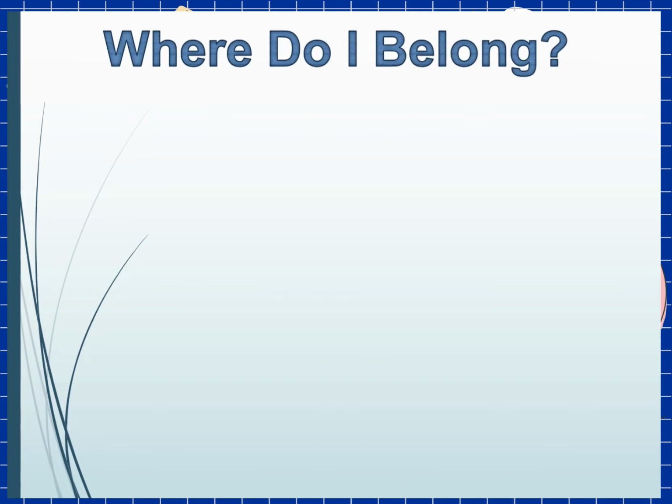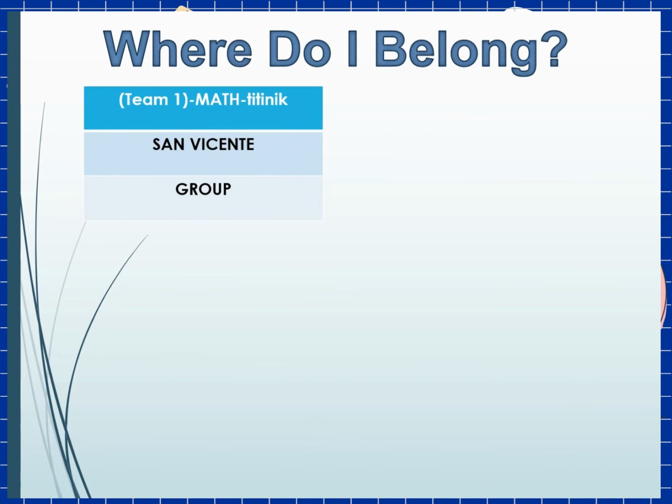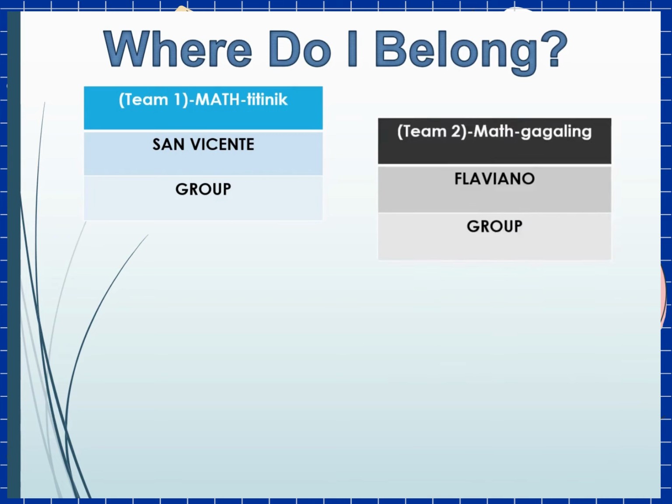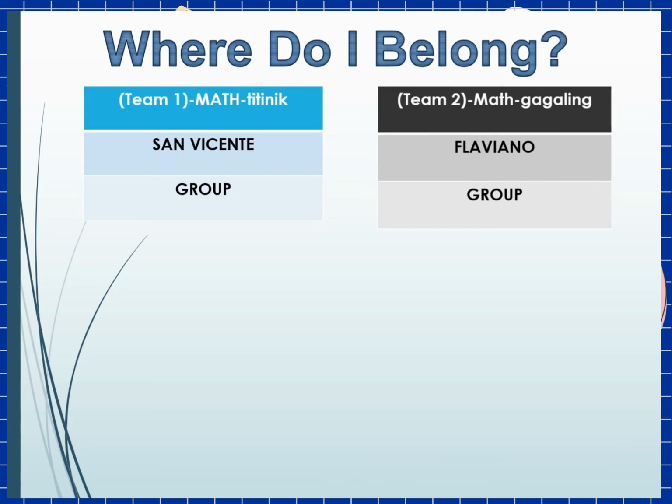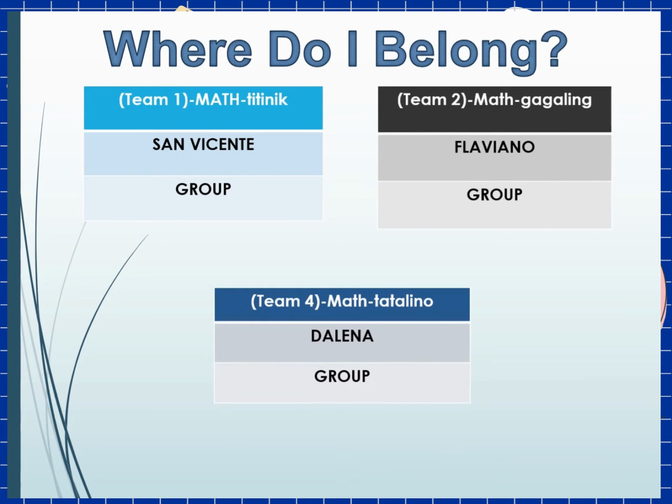Now, let's proceed to our second activity, which is entitled Where Do I Belong? In this activity, you are grouped according to your place. Team 1 will be the Matitinik, which is the San Vicente group. Team 2, the Matgagaling, is the Flaviano group. And the third team is the Matatalino, which is the Dalena group.